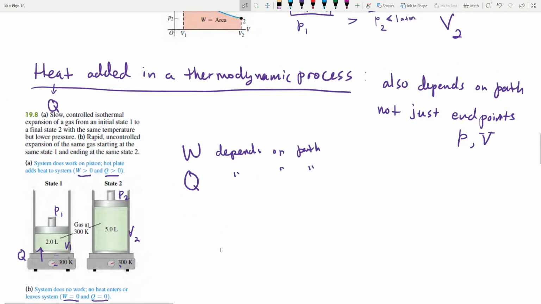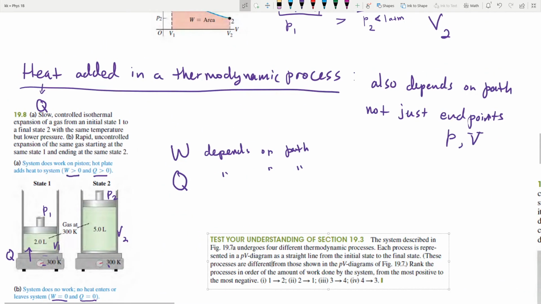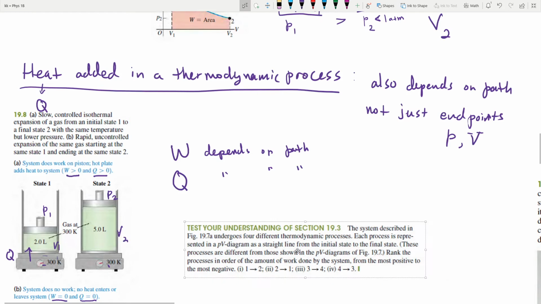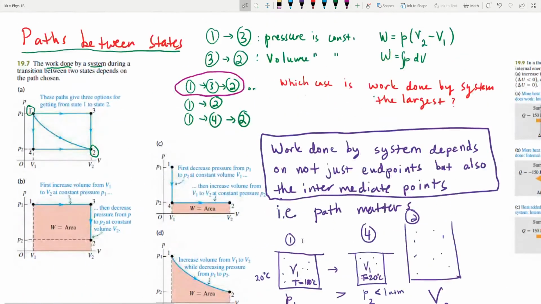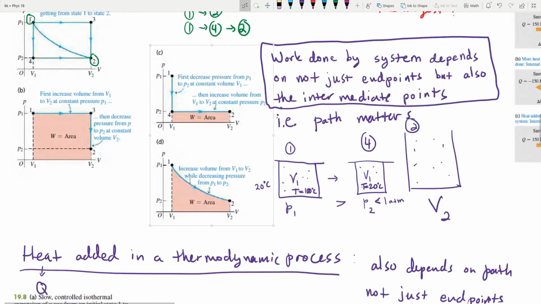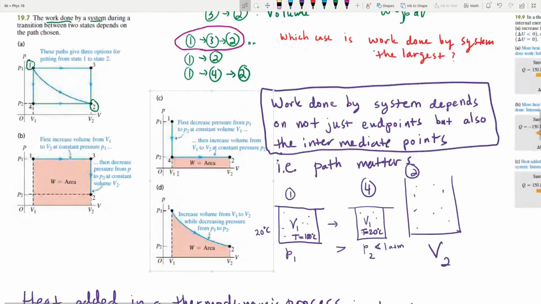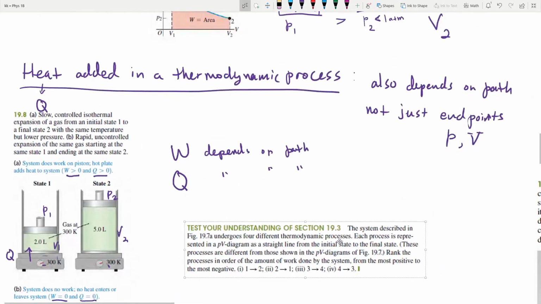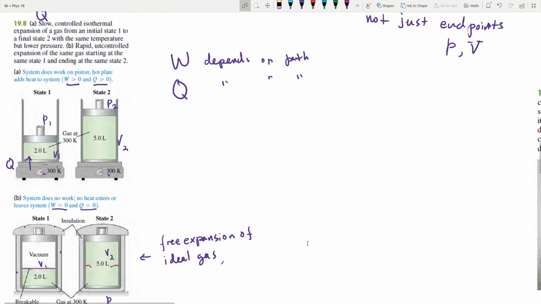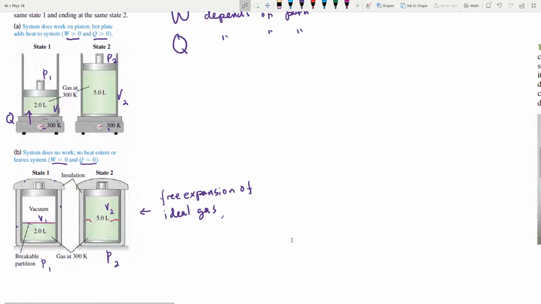Okay, I think I may have already asked this question. I'm just going to look at the question. Yeah, we already did this basically, right? It was looking at figure 19.7, which is this figure, and it was asking us to rank the processes in order of the amount of work done. So we actually already did this when we were looking at those pictures. Okay, so we don't need to ask this question. It's 11:36, so I think we can move on to the next topic.